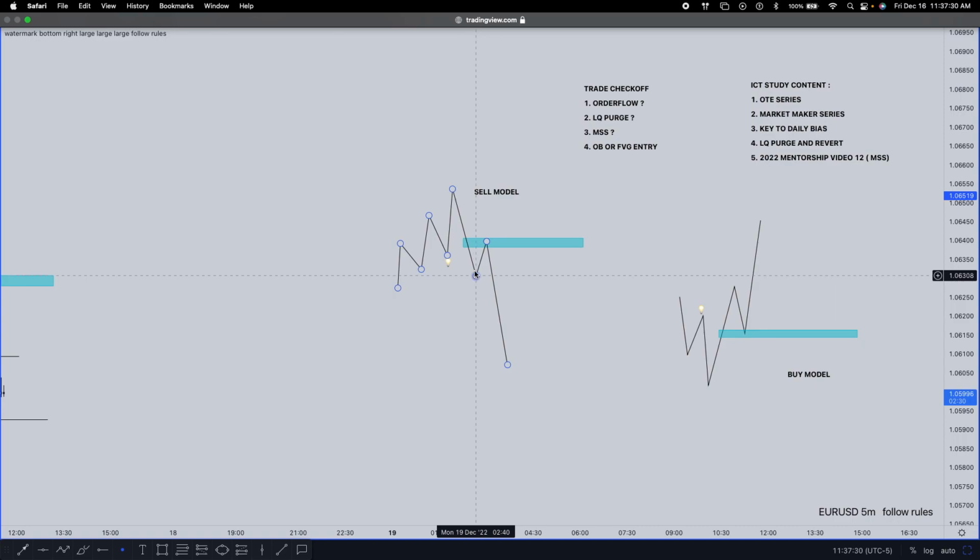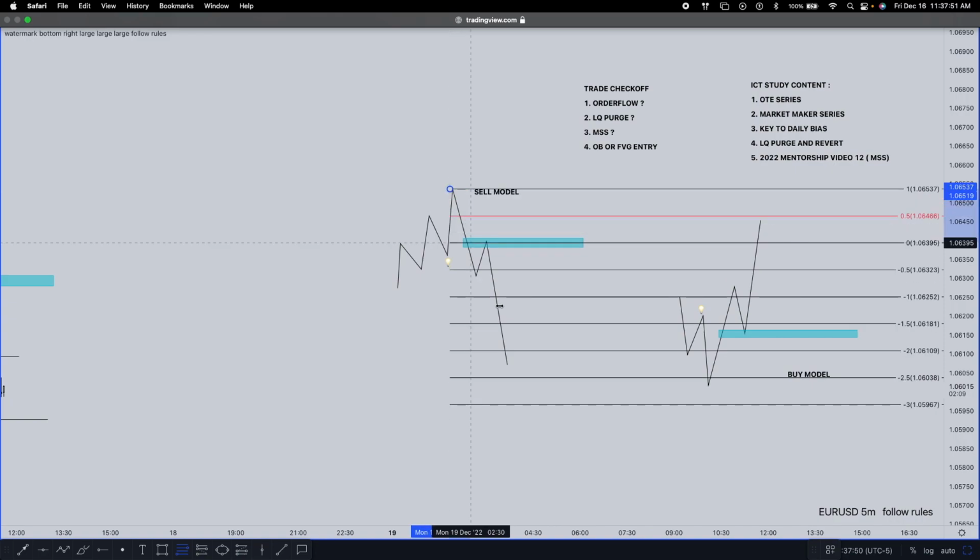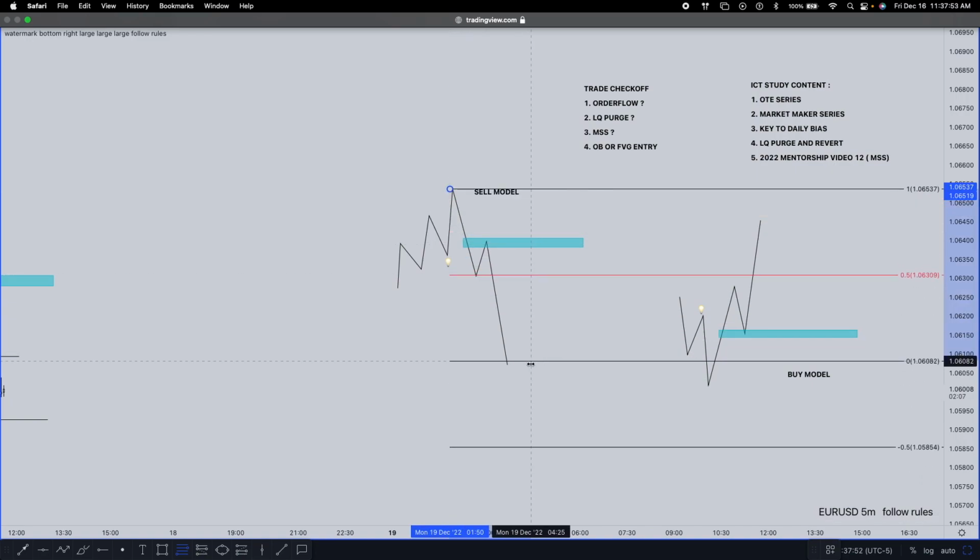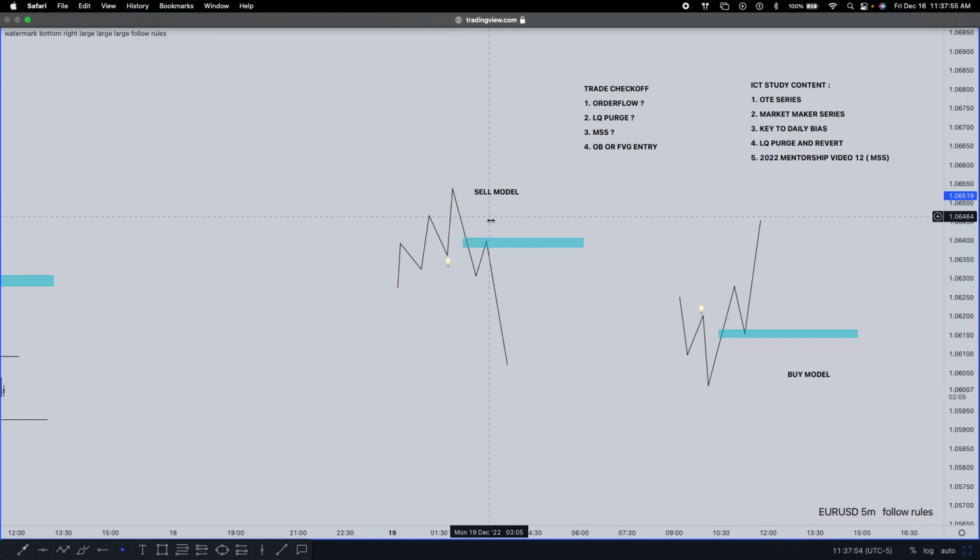After the market structure shift, it's simple. We wait for what? An OB or a fair value gap entry to be presented. Now, where did I get the OB and fair value gap entry from? The OTE series and the market maker series. Price comes back up inside of what? You could call this a fair value gap. Price comes inside of an imbalance. Price comes into an OTE. You could OTE from here with your fib, right? From this high to this low. You could say 50% was right there. Boom, OTE.